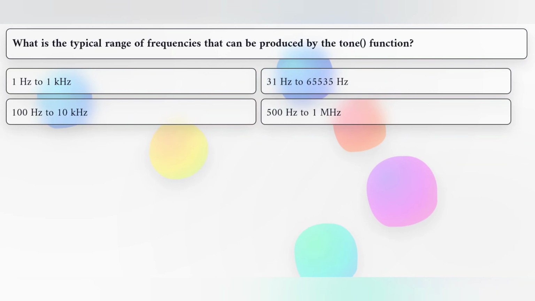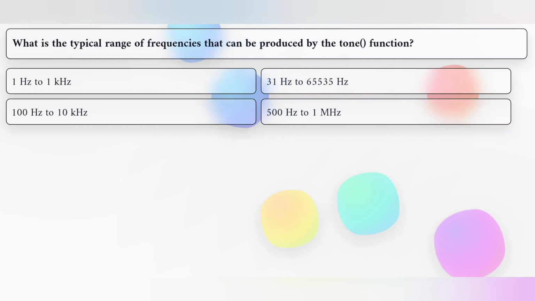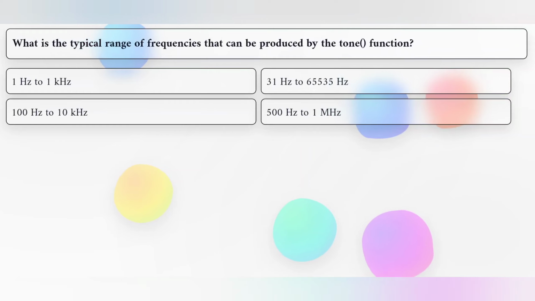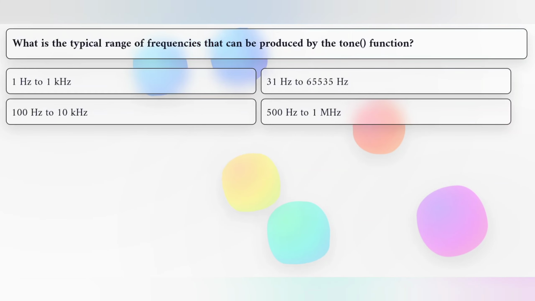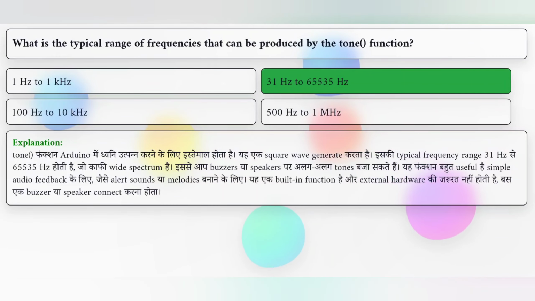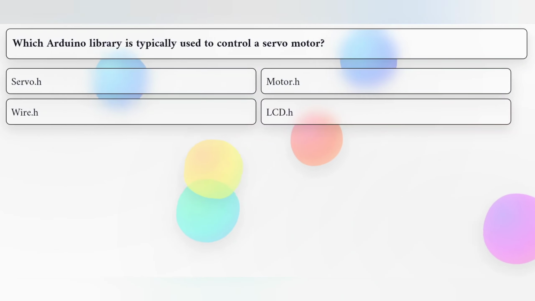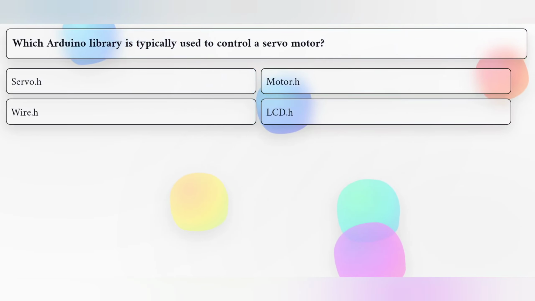What is the typical range of frequencies that can be produced by the tone function? 1 Hz to 1 kHz. 31 Hz to 65,535 Hz. 100 Hz to 10 kHz. 500 Hz to 1 MHz. Which Arduino library is typically used to control a servo motor? Servo.h, Motor.h, Wire.h, LCD.h.